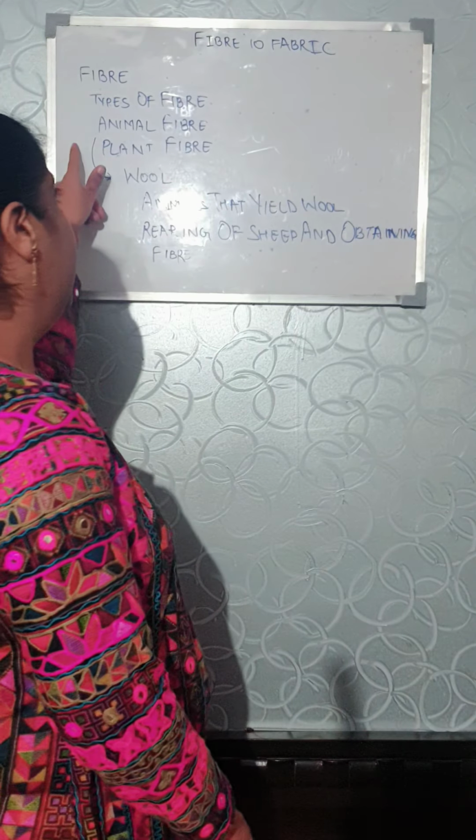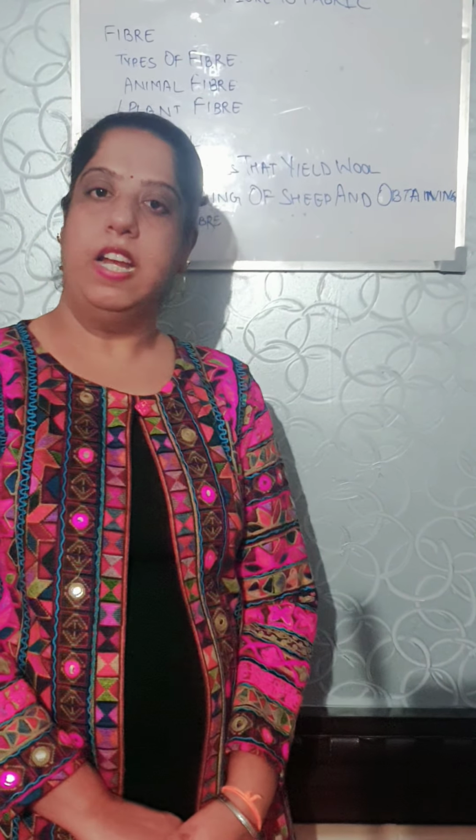There are basically two types of fiber. First is plant fiber and second is animal fiber. Both of these come under the category of natural fibers, and the other category is synthetic fibers. Synthetic fibers are man-made fibers, about which we will study in our higher classes.